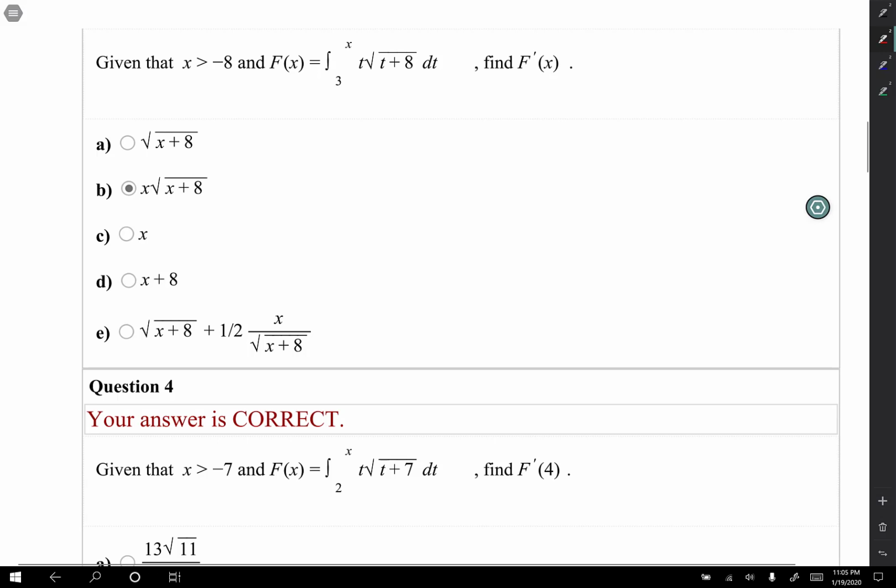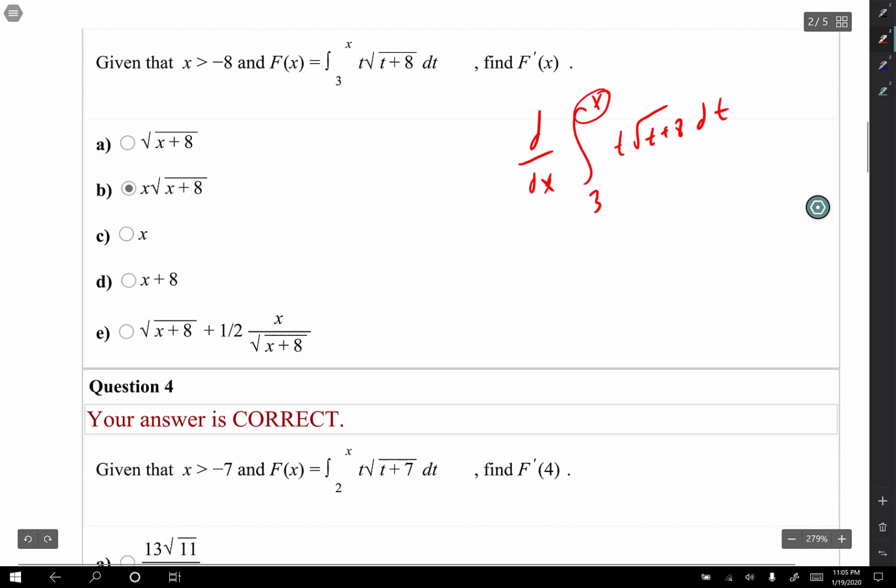What the fundamental theorem of calculus states is that anytime I take a derivative of an integral, I can have any constant on the bottom. So I'm going to put 3 to x, t square root of t plus 8 dt. That means when I'm taking the derivative of this integral, all I got to do is make sure that I have an x at the upper limit. So derivative of the integral, that pretty much cancels itself out, and wherever you see a t, you're going to plug in an x. So that equals x square root of x plus 8. So I look for that, and there it is.